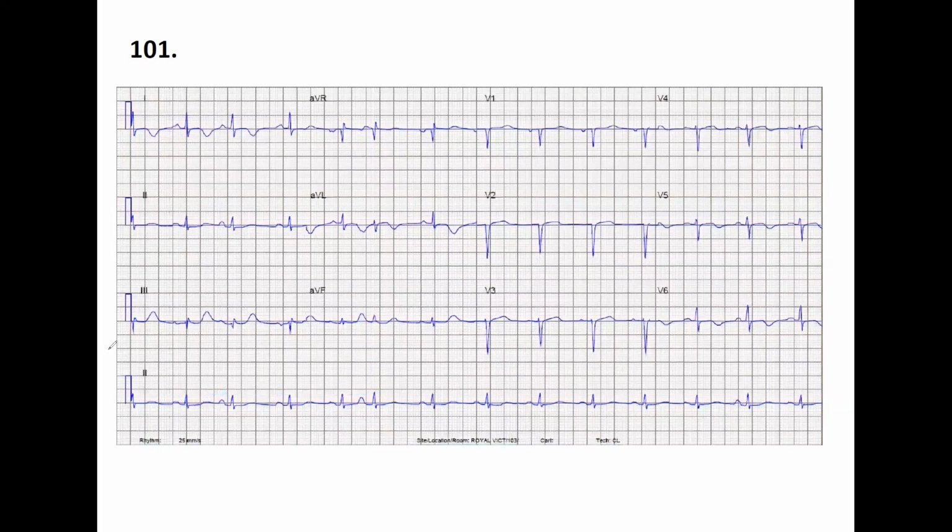This is one. Okay. The next one that you have to do is the heart rate, because this is a rhythmic one. How do you calculate the heart rate?